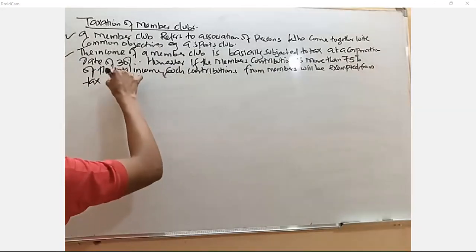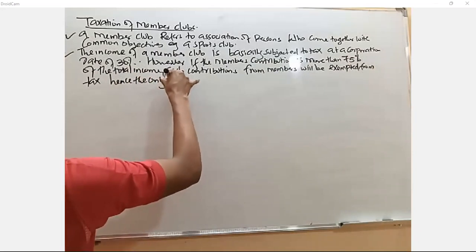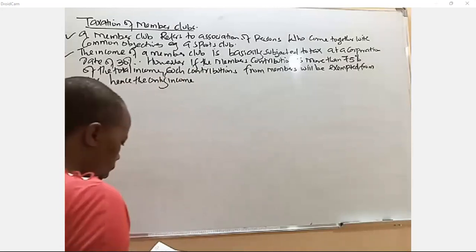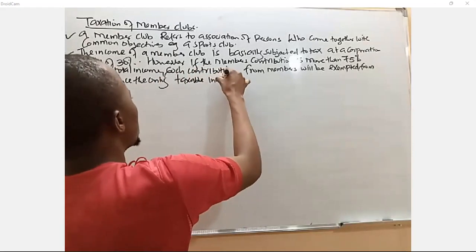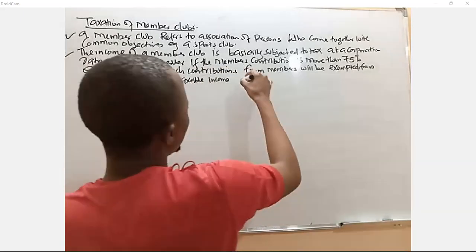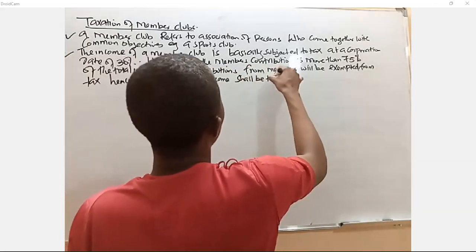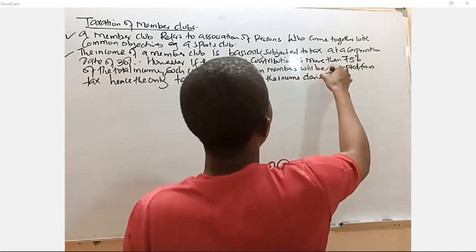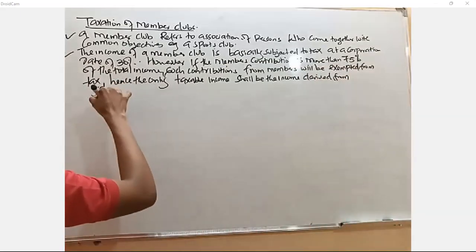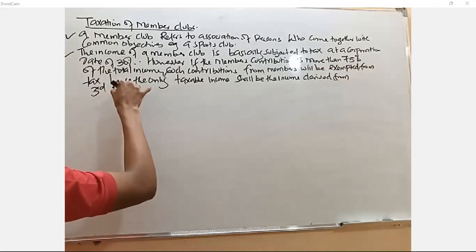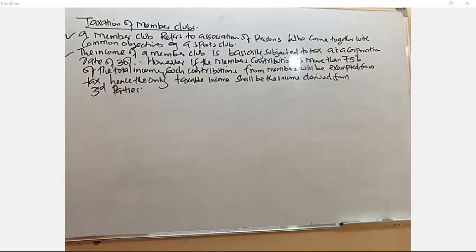Hence, the only taxable income shall be the income derived from third parties. It's going to be the income which you're going to be deriving from third parties. That is what we discuss about the taxation of member clubs.